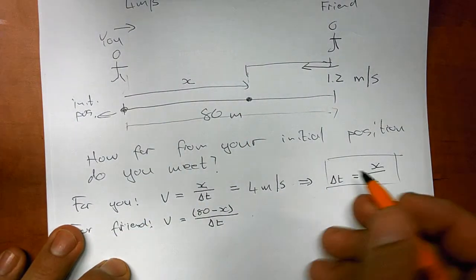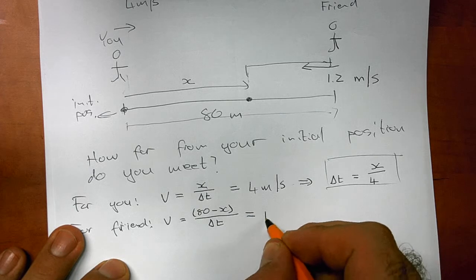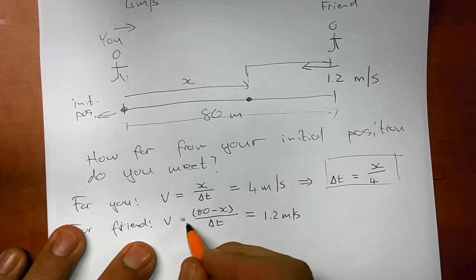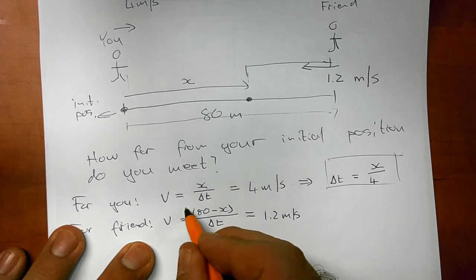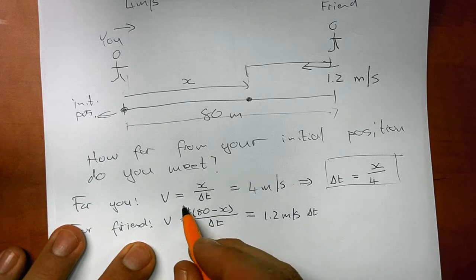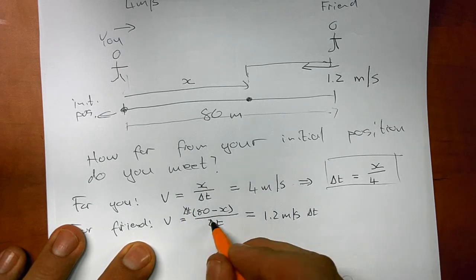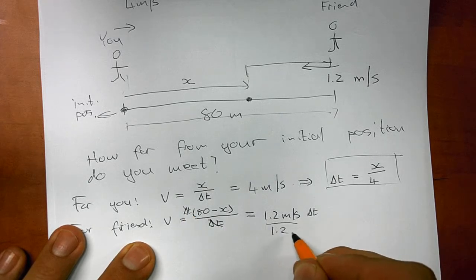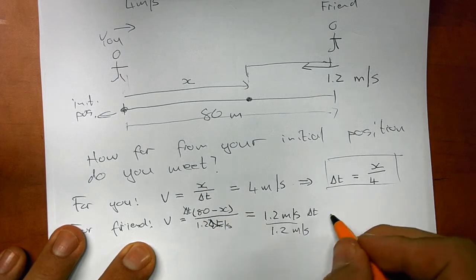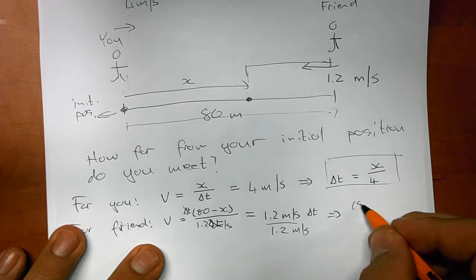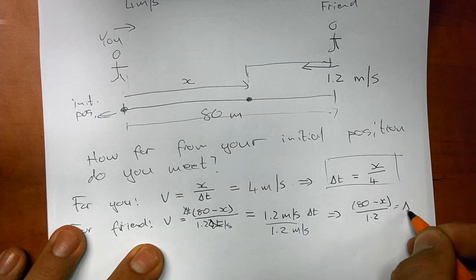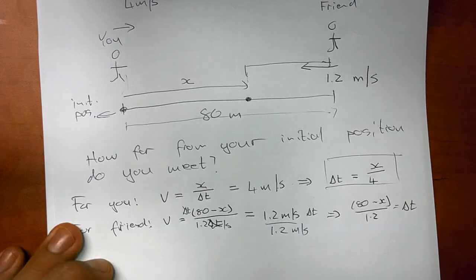Same thing for your friend. We know your friend travels at a speed of 1.2 meters per second. So if I multiply by delta t on both sides, those cancel, and then I divide by 1.2 meters per second on both sides, what we get is that 80 minus x divided by 1.2 is equal to a time interval.